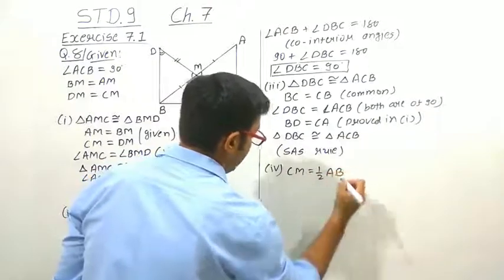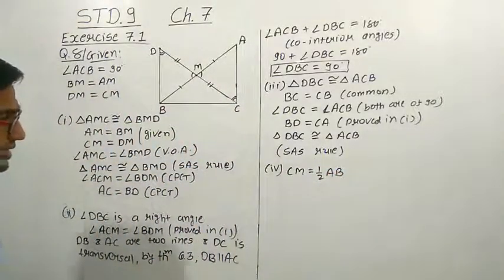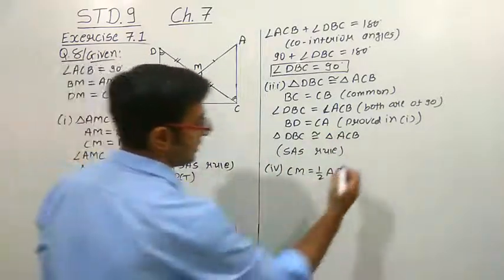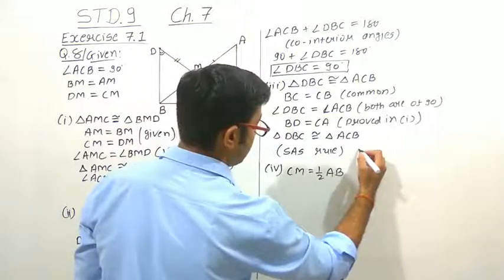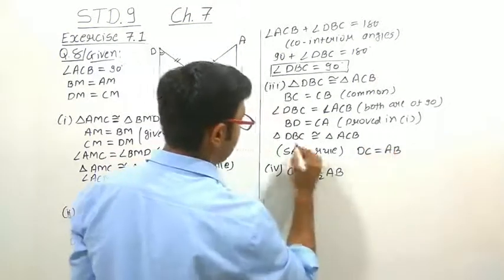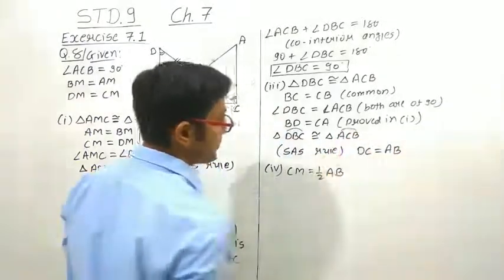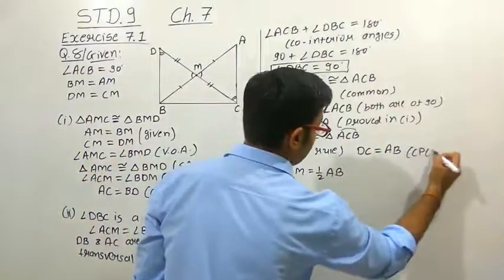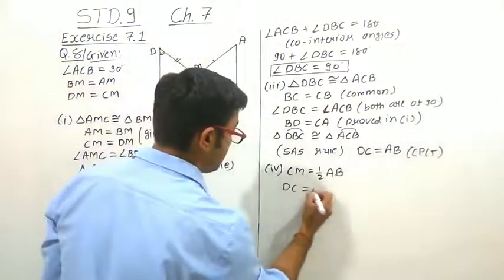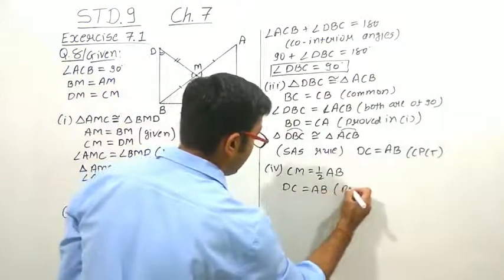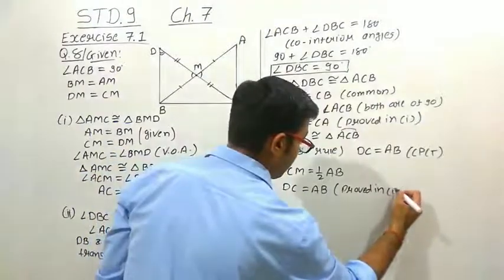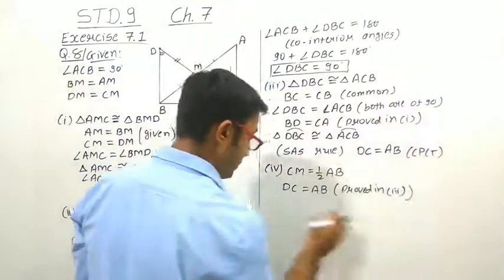Now let us see the fourth condition that we have to prove, CM is equal to 1/2 of AB. Right? As we have proved here that the two triangles are congruent, we can write that DC side is equal to AB side. Right? DC side is equal to AB side by CPCT. This condition we have to use here, that BC is equal to AB. This we have already proved in third. Right? This condition we are using here.